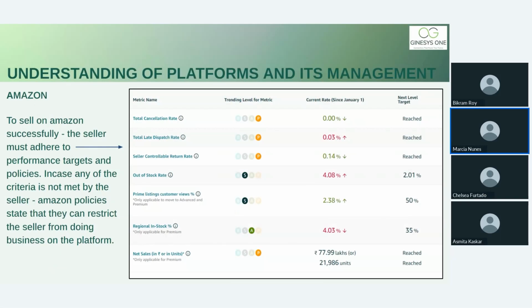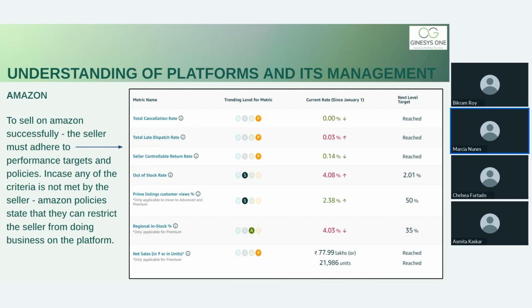Understanding of the platforms and their management. The Amazon platform. To sell on Amazon successfully, the seller must adhere to the below performance targets and policies. In case any criteria is not met by the seller, Amazon policies state that they can restrict the seller from doing business on the platform.